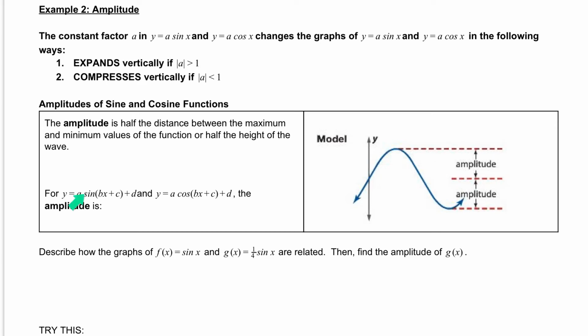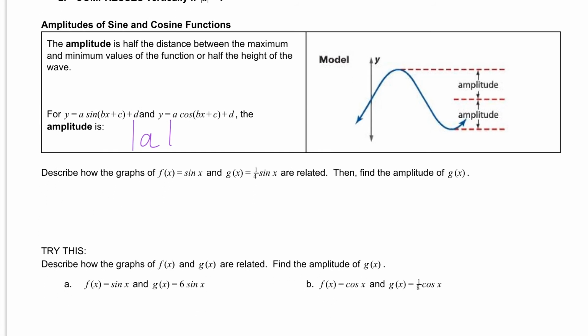For y equals a sine of bx plus c, plus d, and y equals a cosine of bx plus c, and then plus d, the amplitude is always the absolute value of a. So let's take a look at the next part.